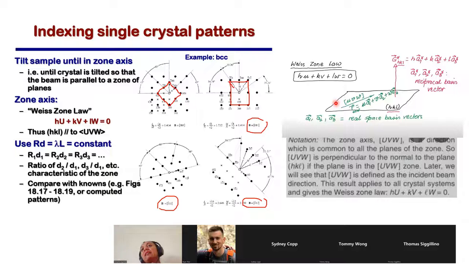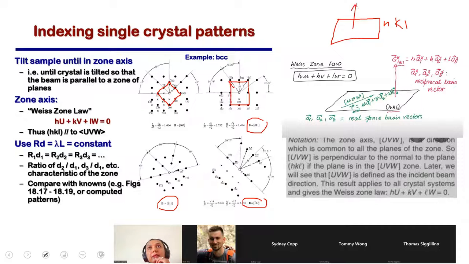So if I am saying that the zone axis is perpendicular to the plane, it simply means that this is a vector that defines this plane, and the zone axis is perpendicular to this plane. And this is called the zone axis. Any questions here? I don't know how much you guys got it. This is your plane here. How do I define this plane? This plane is HKL.